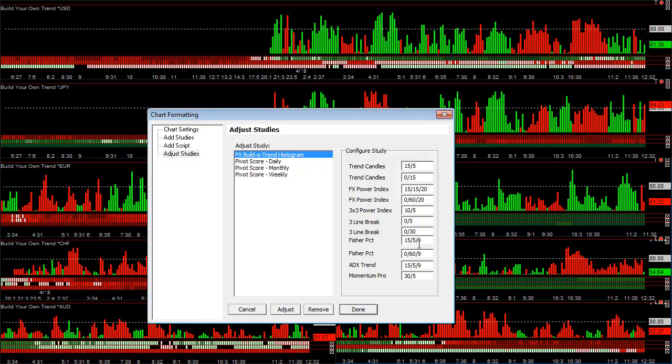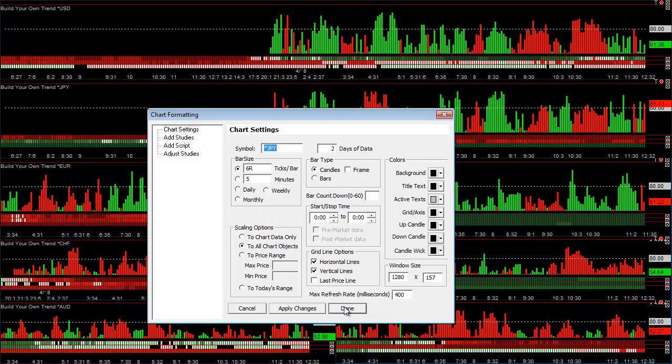If you like to hold trades for 3 to 5 hours, you might want less fast settings and use slower settings. But this is what I use and I love. Underneath that, I have the pivot score daily, weekly, monthly. And as you can see here, I'm now using this on the 6 pip range bars.